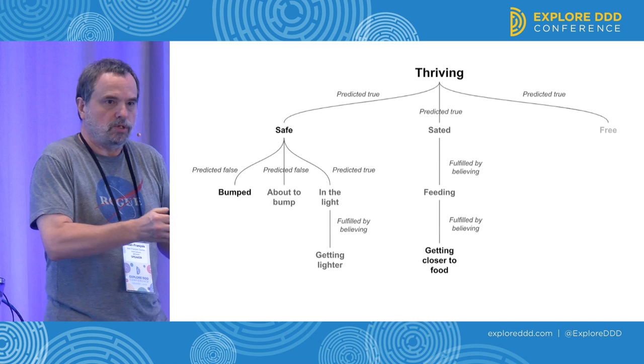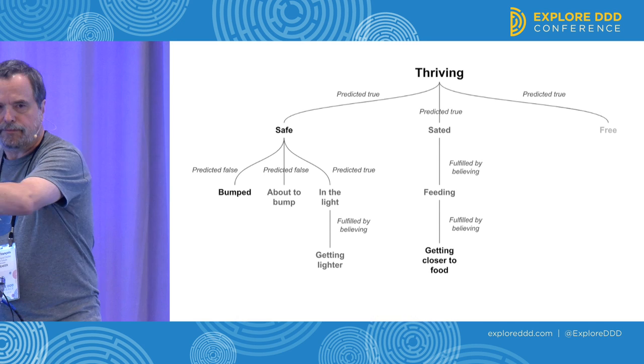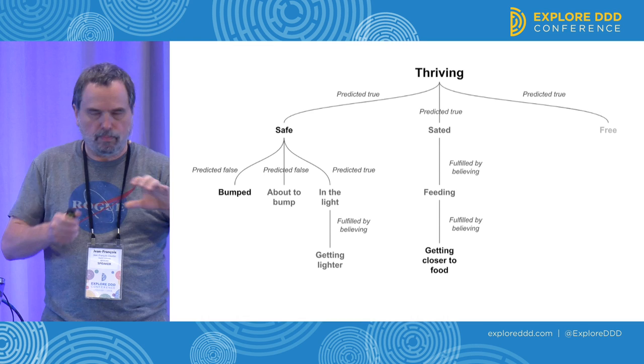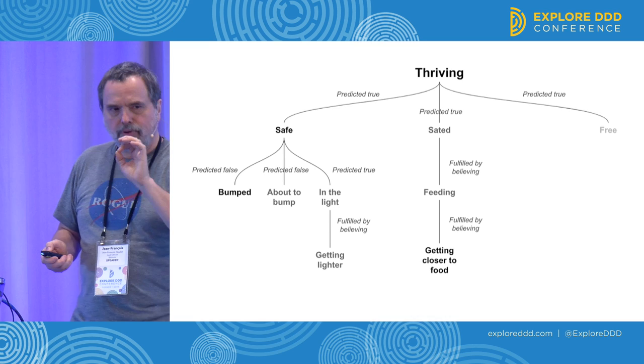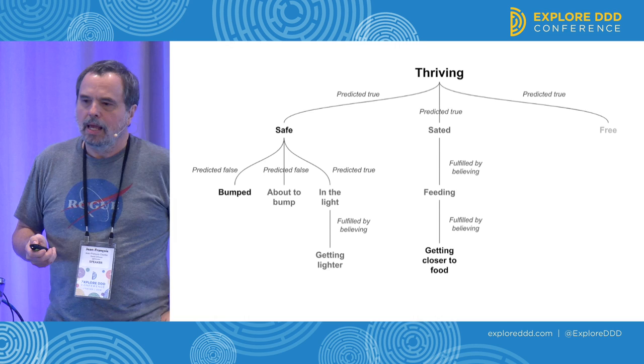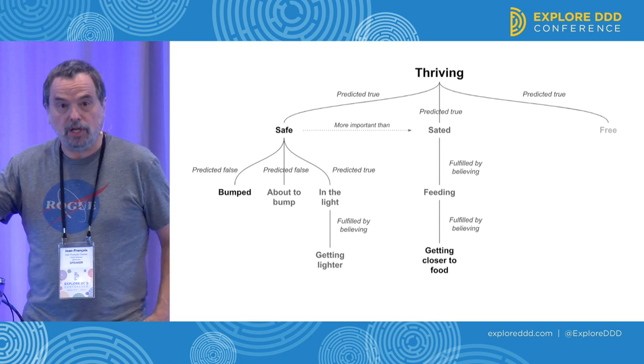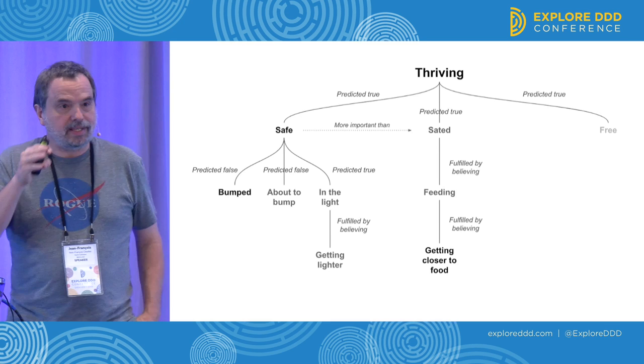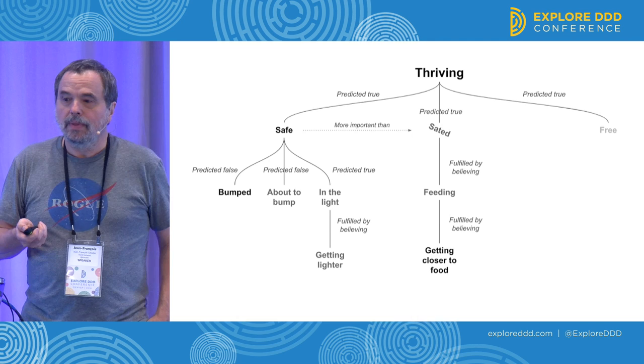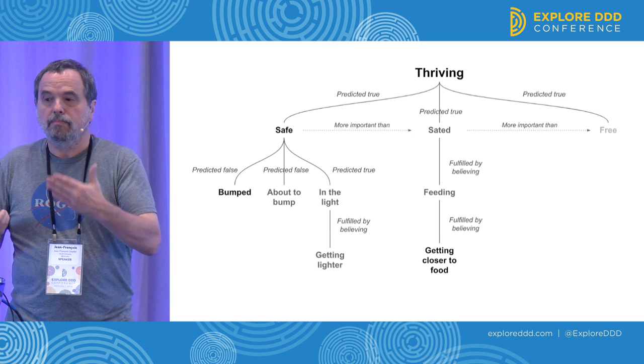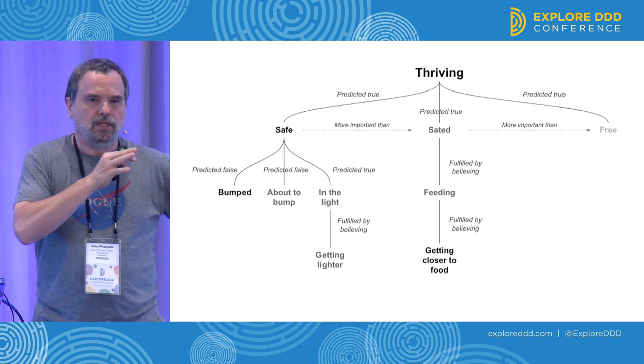Now, safe, sated, and free. They're sibling conjectures, right? They're both under thriving. But safe has priority high, sated priority medium, and free priority low. And what that means is that if the robot is not safe, let's say, and is not sated and is not free, let's assume all these three, it will want to restore safety first, because that's more important than being sated. And then if it's safe, it's going to try to restore being sated before it tries to restore belief in being free. So we have a hierarchy. So we have this notion of focus. The robot is focused on what's more important first. All right.